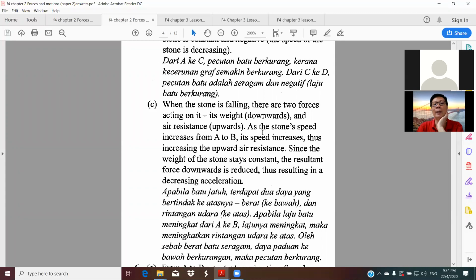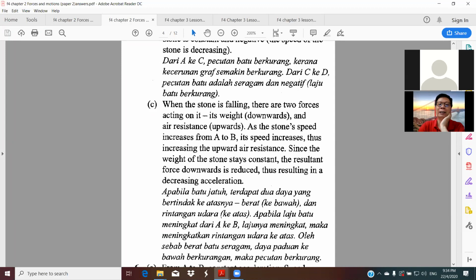Here you have to read why the answer says like this. As the stone speed increases from A to B, the speed goes faster, right? The speed increases, why? Thus increasing the upward air resistance. When you go faster, the air resistance becomes bigger, right? Since the weight of the stone stays constant.